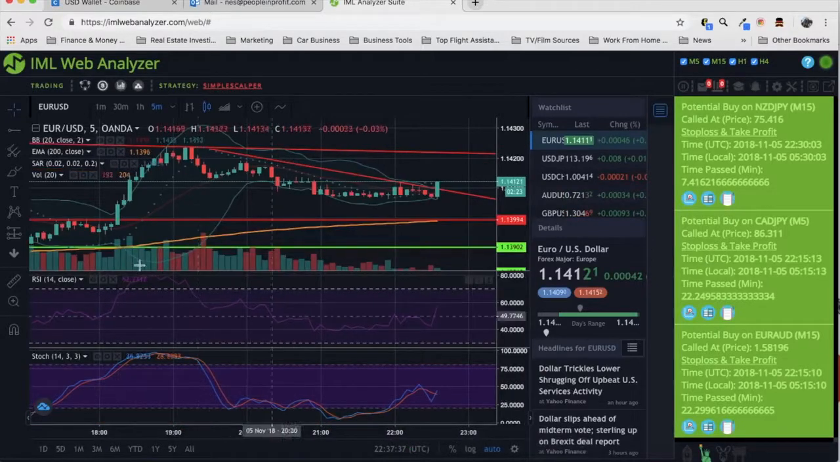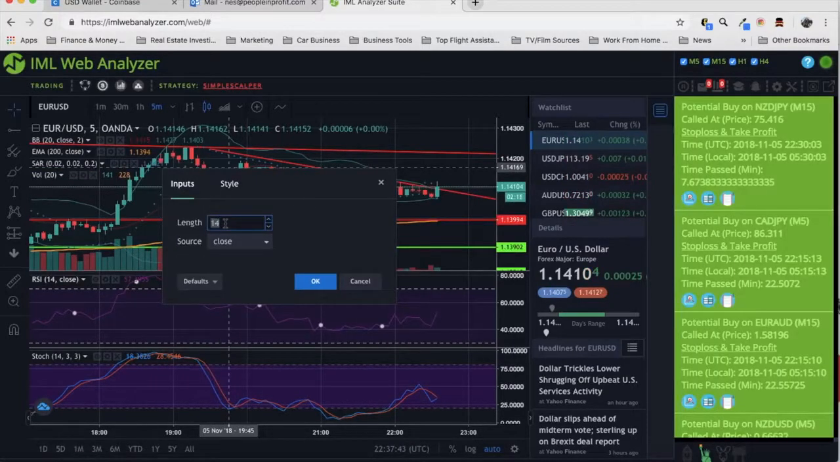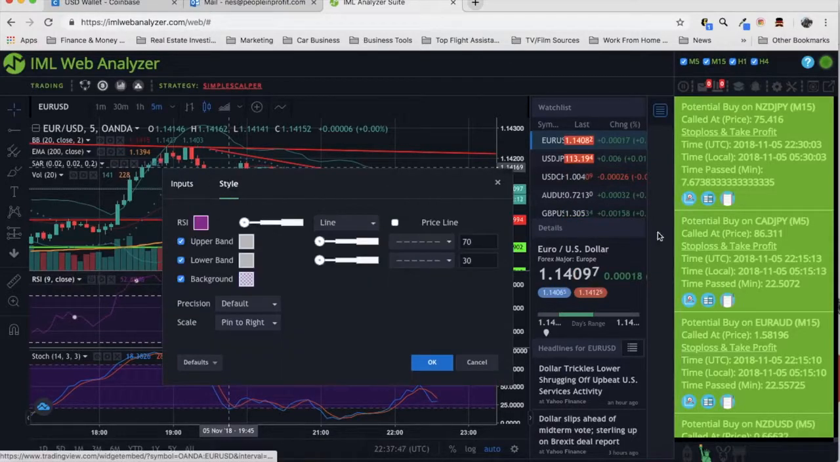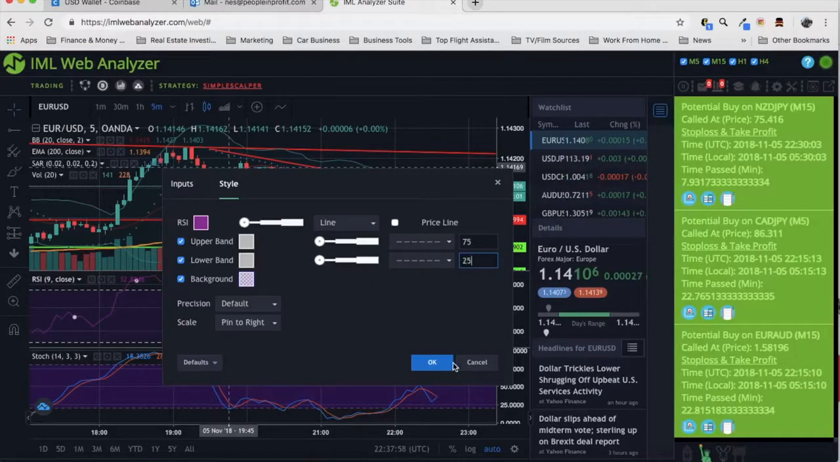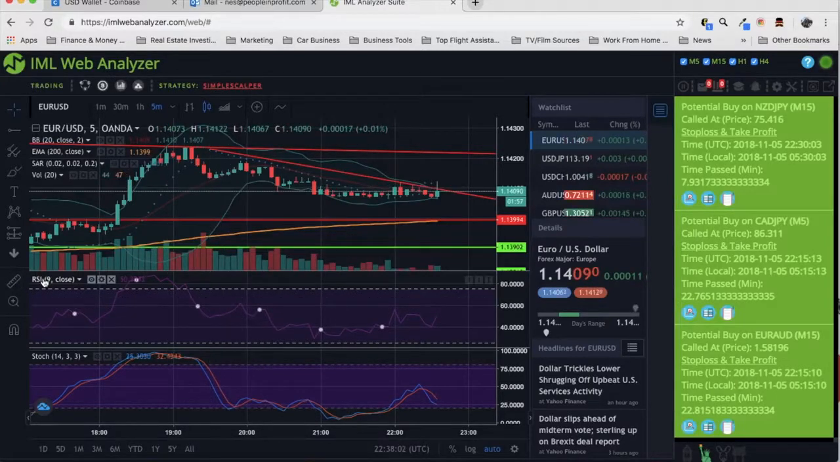The important part over here in the bottom indicators are the following. We're going to go to inputs. We're going to switch the length from 14 to 9 at the close. Upper band is going to go from 70 to 75. The lower band is going to go from 30 to 25. All right, those are the important adjustments on the RSI here.